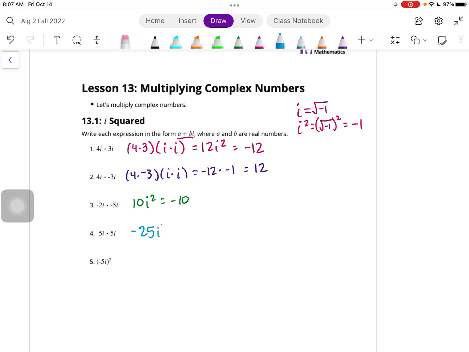And then number 4, -5 times 5 is -25. i times i is i squared. So we have -25 times -1, so that's positive 25. And then number 5, we're squaring this, so we really have -5 times -5, and then i times i. So we have 25 times i squared, and that's -25.